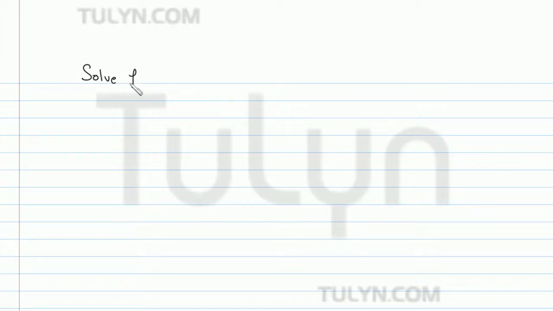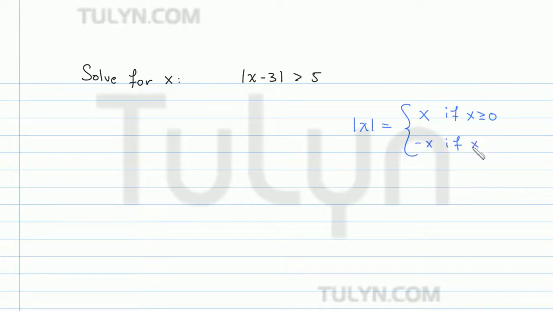Solve for x if we know that the absolute value of x minus 3 is greater than 5. So recalling the absolute value function, absolute value of x is equal to x if x is greater than or equal to 0, and it's equal to minus x if x is less than 0.